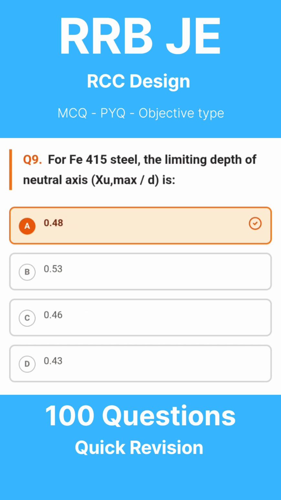Question 9. For Fe 415 steel, the limiting depth of neutral axis, xu max divided by d, is. The correct answer is 0.48. Question 10. For Fe 250 steel, xu max divided by d is. The correct answer is 0.53. Question 11. For Fe 500 steel, xu max divided by d is. The correct answer is 0.46.